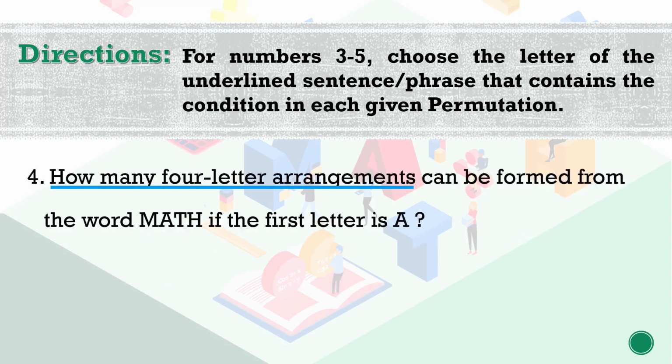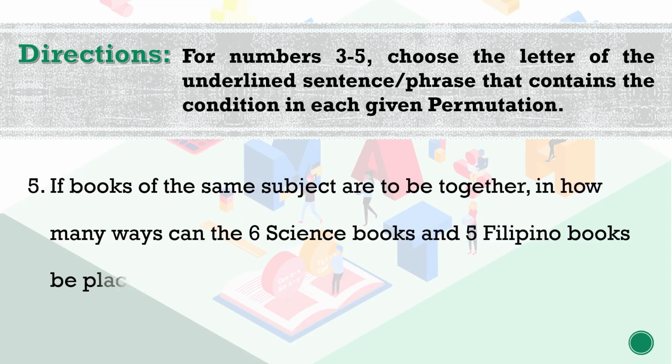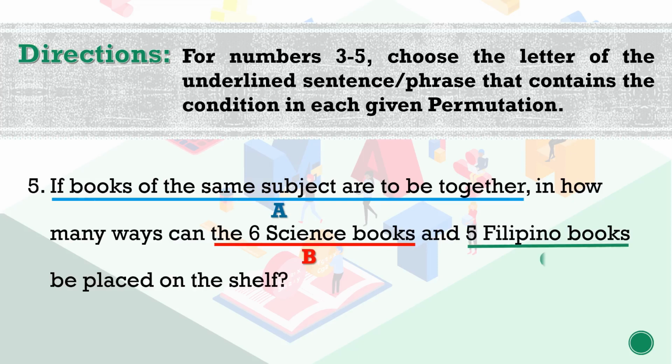Number 4. How many 4-letter arrangements can be formed from the word MATH if the first letter is A? The answer is letter C, because you are placing letter A in a certain position, and that is the first position. Number 5. If books of the same subject are to be together, in how many ways can the 6 science books and 5 Filipino books be placed on the shelf? The answer is letter A, because the books with the same subjects are placed together.